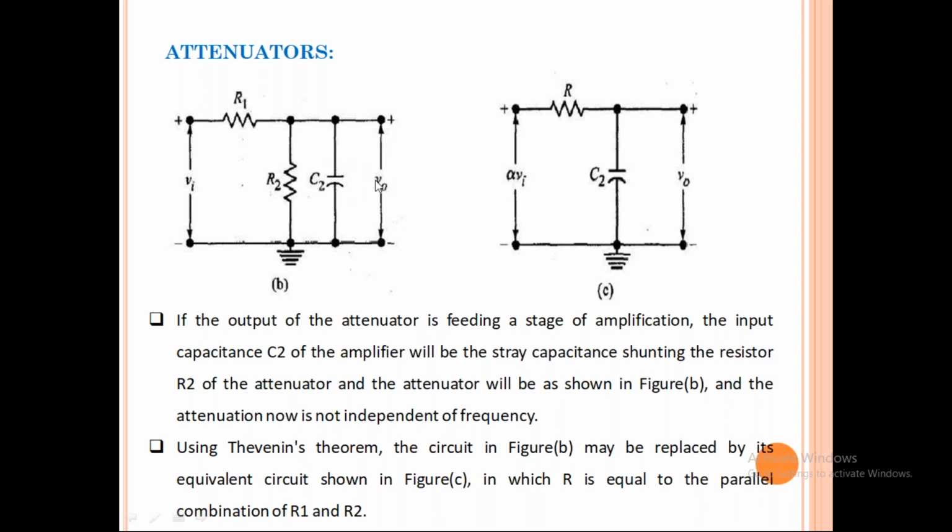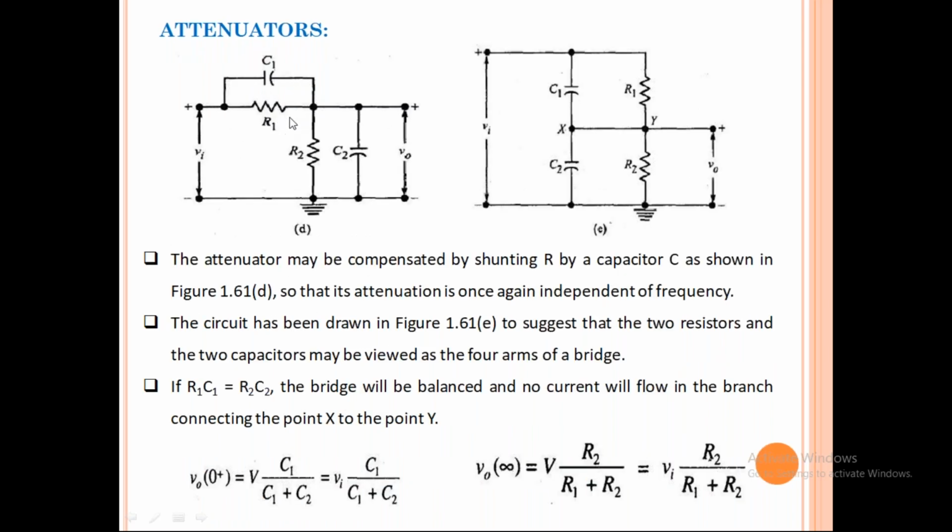So you have to nullify this effect of capacitor C2. You add one more capacitor, C1, across the resistor R1, to compensate the effect of C2. So when will the C2 effect be compensated? The condition is R1 C1 equal to R2 C2. Then the circuit is perfectly compensated. That means whatever the effect of the stray capacitance C2 is, it is nullified.